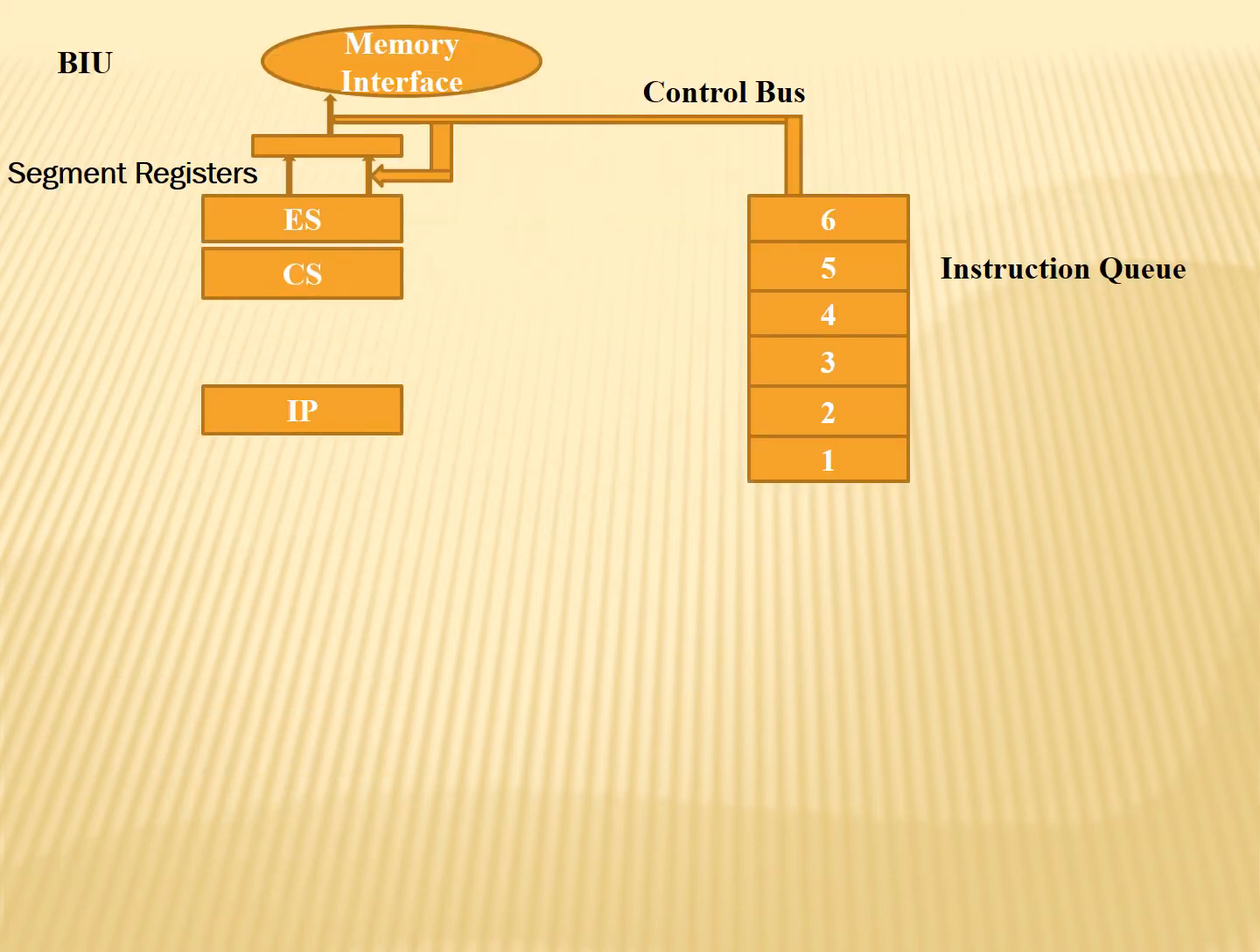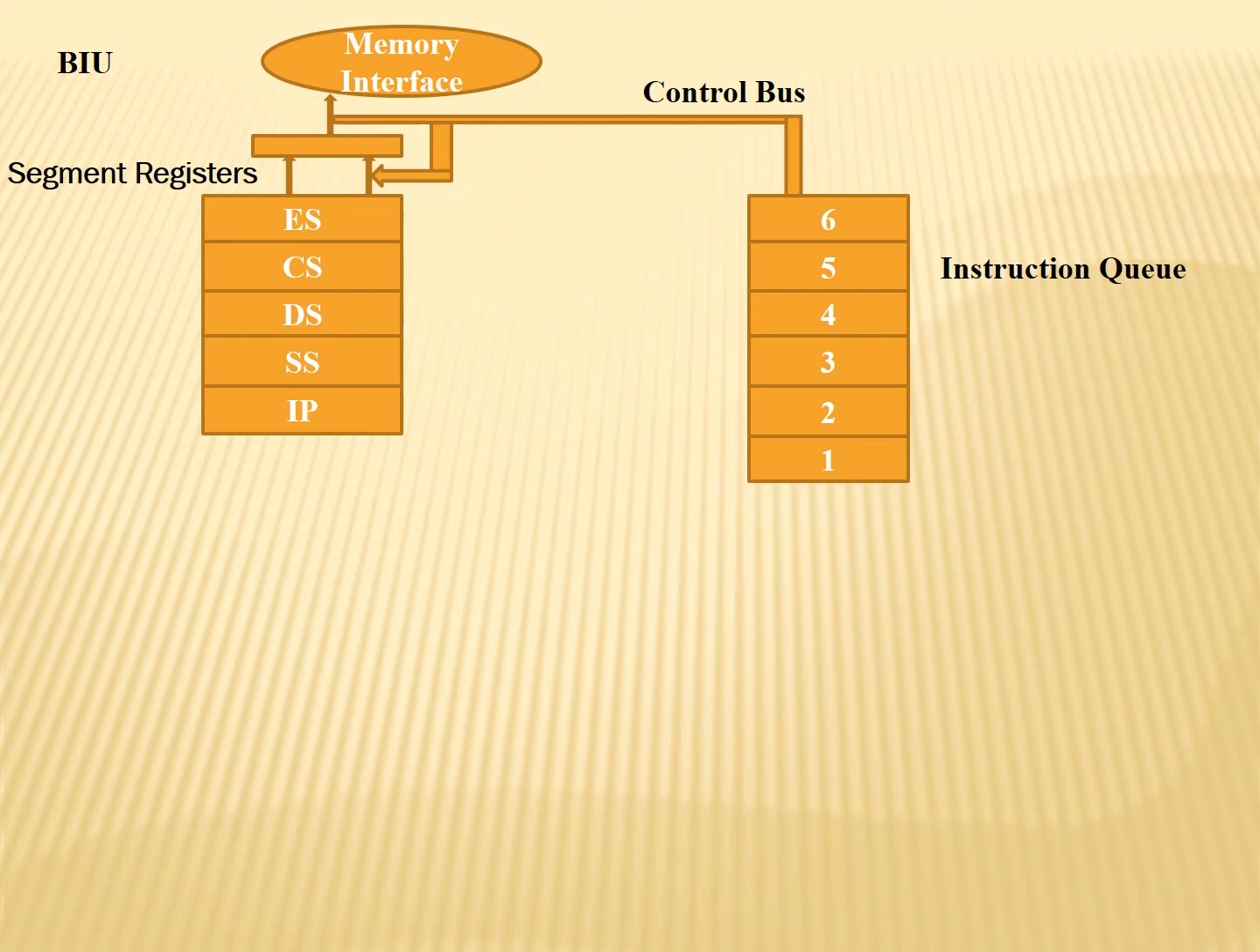Now next comes the segment registers. So we have here 4 segments: ES, CS, DS and SS. Now what are the segment registers and their significance? What was the need for segmentation?